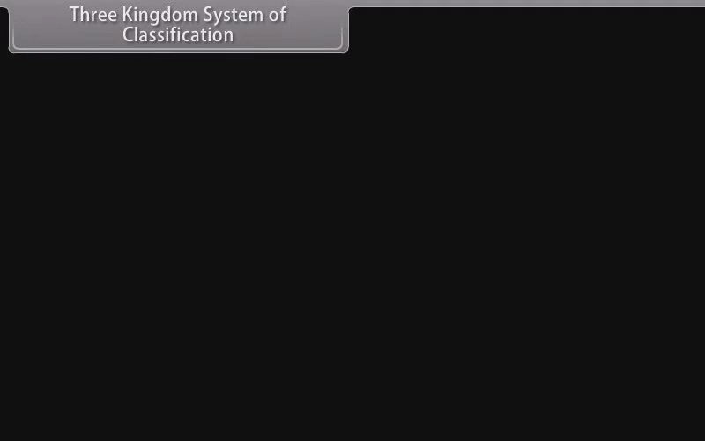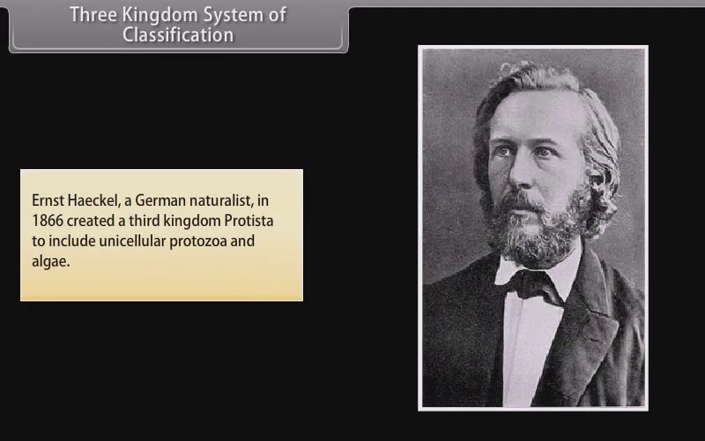Three kingdom system of classification. Ernst Haeckel, a German naturalist, in 1866 created a third kingdom, Protista, to include unicellular protozoa and algae.